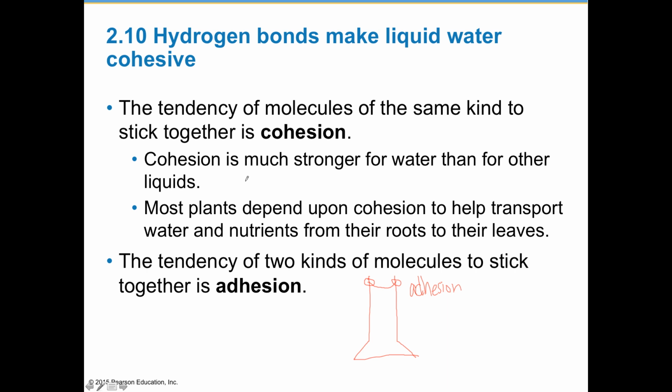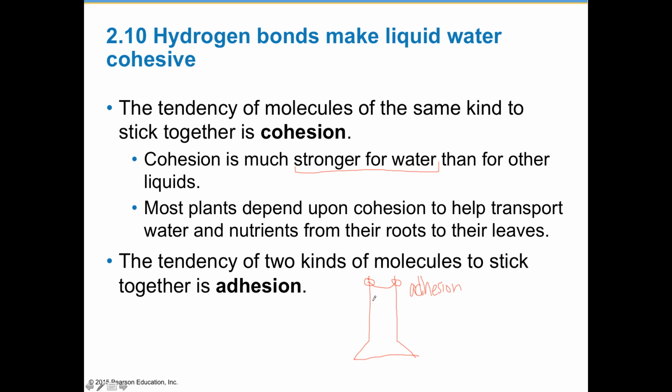So cohesion is much stronger for water than other liquids. Now here's the thing, it could be a little bit confusing. Water is the universal solvent. So most things are made up of water. So you're probably thinking, well, I could put any liquid in this graduated cylinder and it's going to make that meniscus. You know why it's going to make that meniscus? Because what you've dissolved it in is water. So it's essentially a water-based liquid. So that's why it's forming that meniscus.